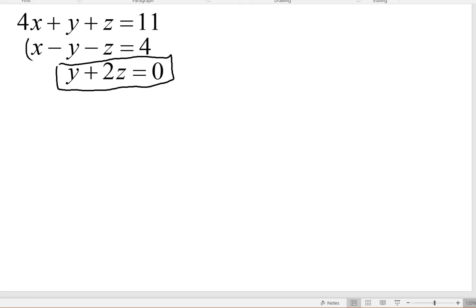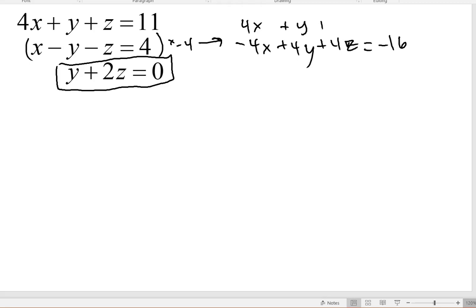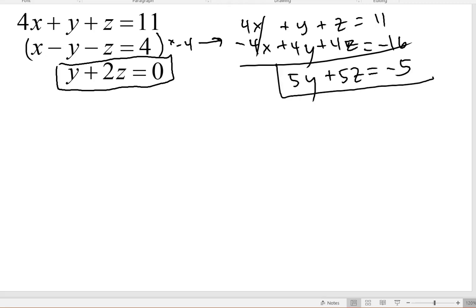I'm going to multiply this one times a negative 4 so that I get negative 4x plus 4y plus 4z is equal to negative 16. And the other one now, the x's can cancel as well. Goodbye x. How about 5y plus 5z is equal to negative 5? Because this one already had the x's gone, I just took the other two and got rid of the x's. So now I have my equations 4 and 5, my new equations.